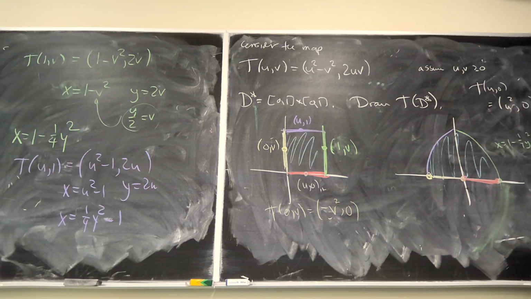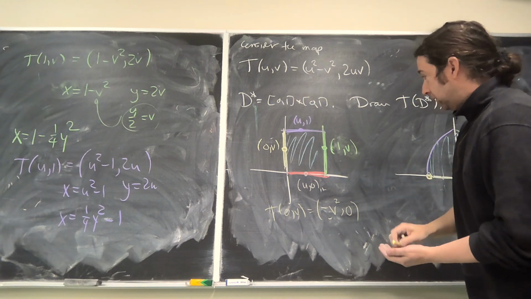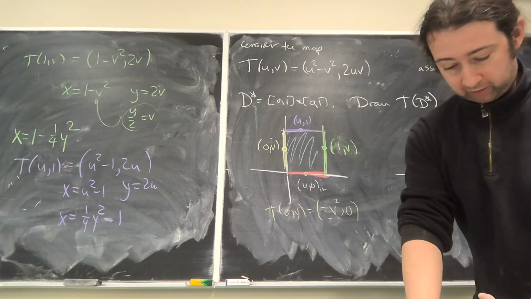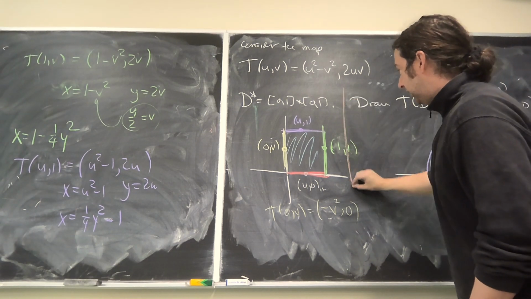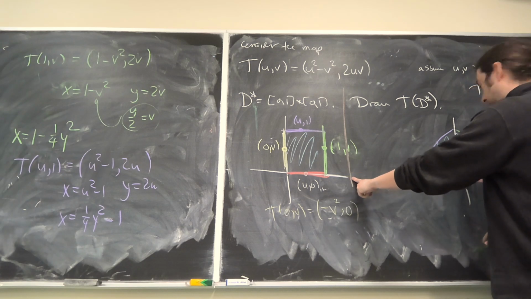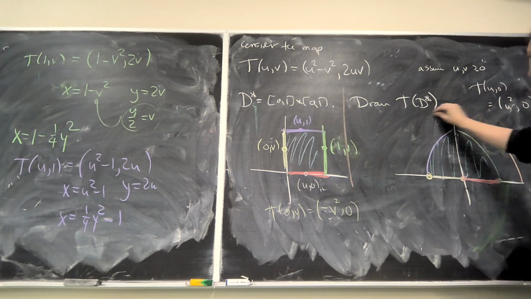So you can imagine that if you made a larger square around this thing, I don't have more colors of chalk, so orange in here. So if you did something like this and had a line out here, well, the vertical line that goes through that point is going to get pulled into a parabola that opens like that.